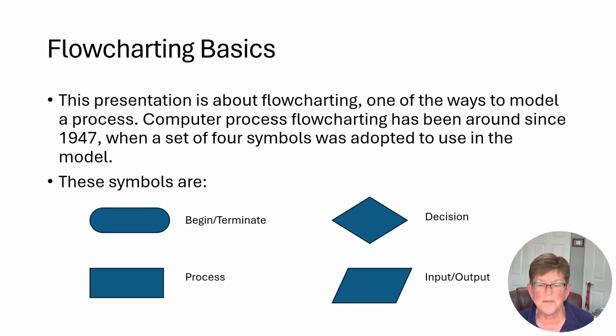Hello, this presentation is about flowcharting, one of the many ways to model a process. Computer process flowcharting has been around since about 1947, when four symbols were adopted to use in this particular model. These symbols are an oval to represent beginning and ending, a rectangle which indicates an inner process, a diamond which represents a decision point in the process, and a parallelogram which indicates input and output. There are other symbols available, but for our purposes, we'll use these four.